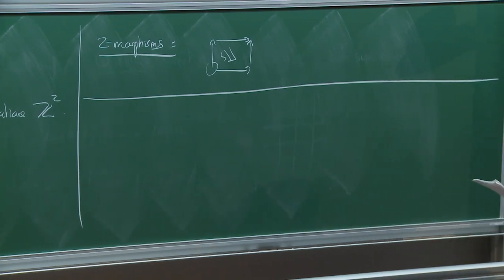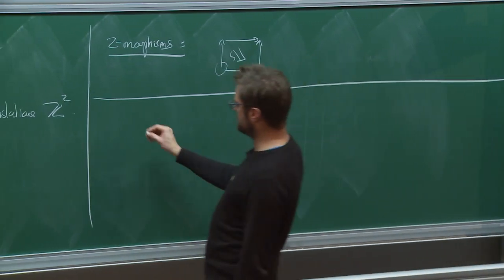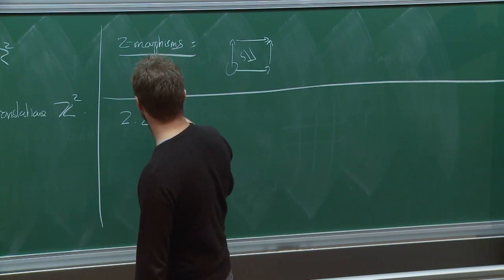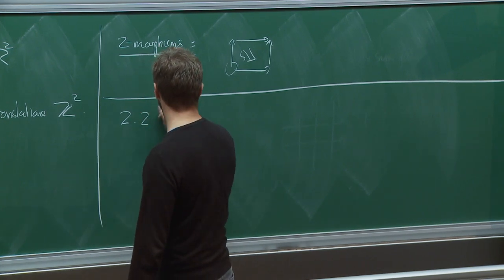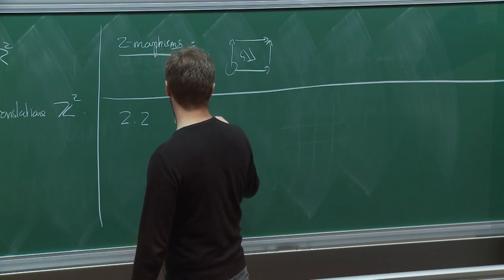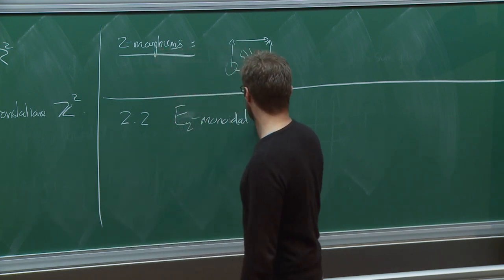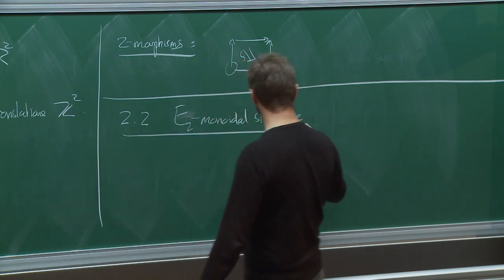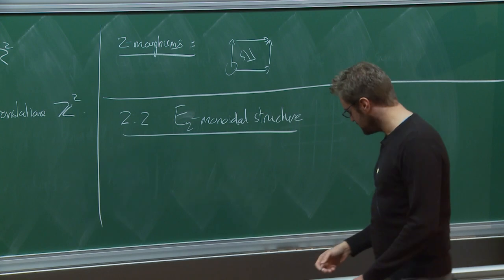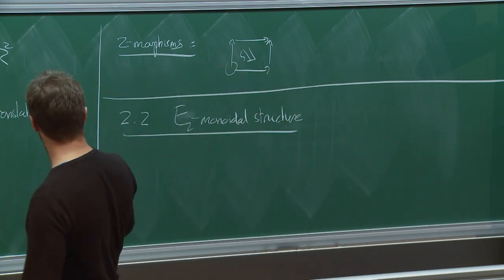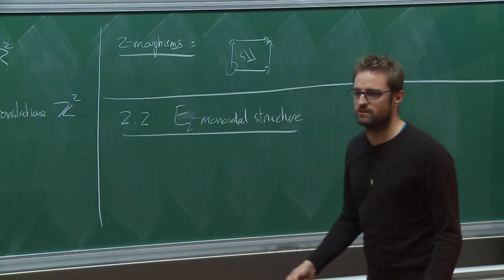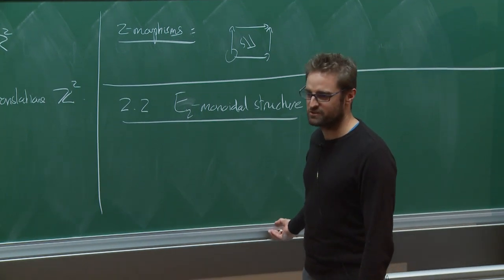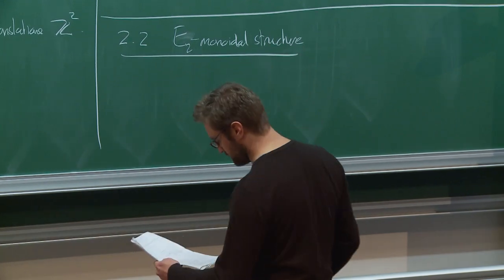Actually, this 2-1 category happens to have a braided monoidal structure, or E2 monoidal structure, on it. And instead of exhibiting an E2 structure, I will give you two compatible E1 structures on this category. I'm sure you can guess what it is. There will be a vertical direction and a horizontal direction. So here is how it works.